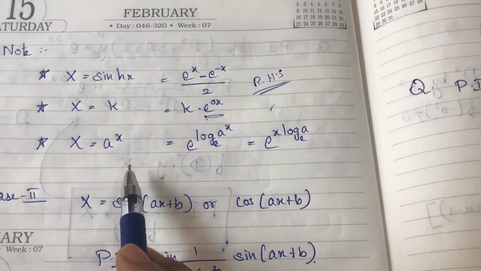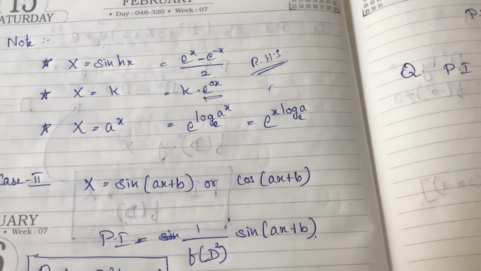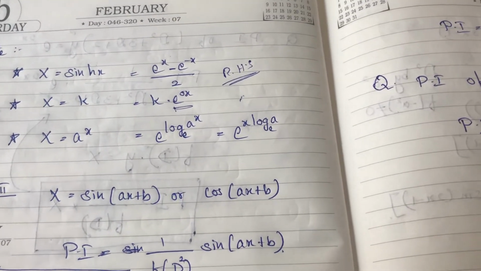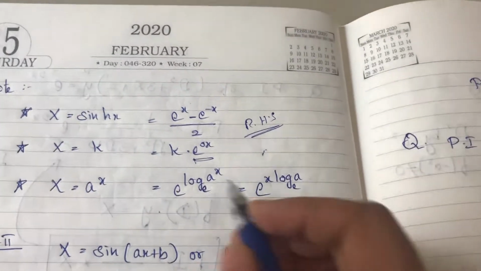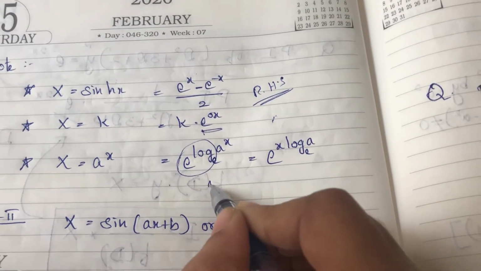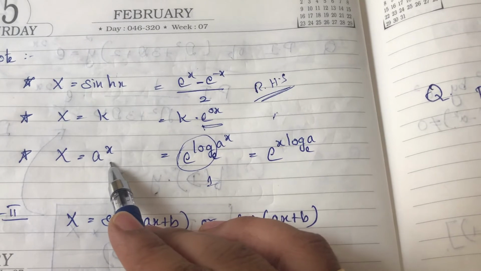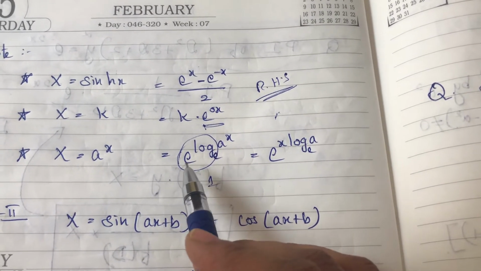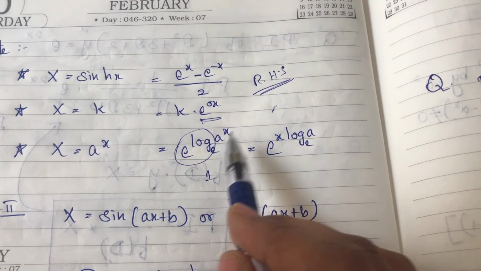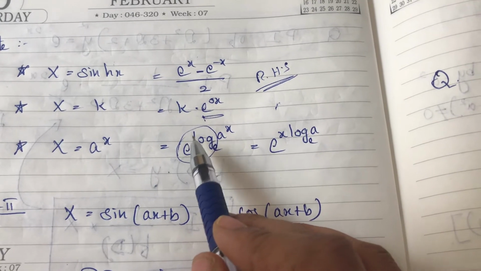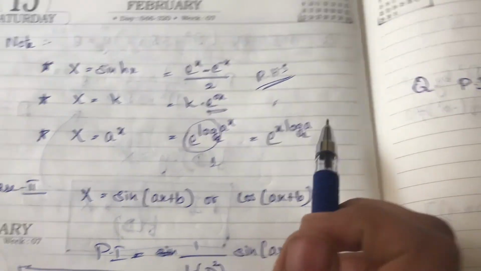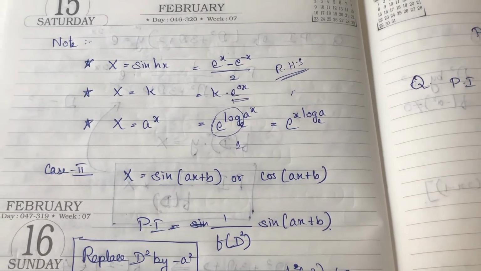Okay. And if they have given a power x, just take e power log, because these two terms will come as 1, right? So the sum term will be remaining. So just take e power log of a to the x. So this x will come here, so e power x into log a. You can just take it like this.